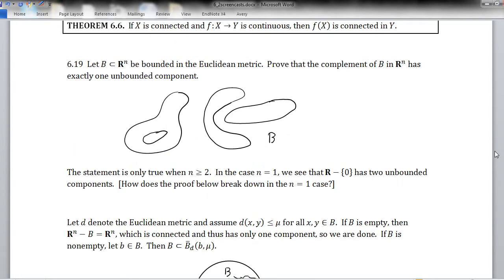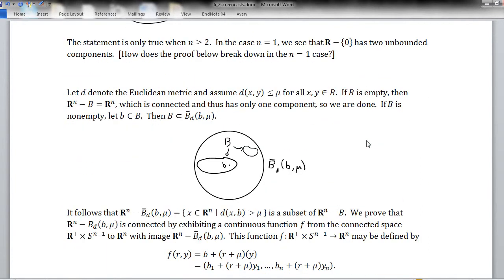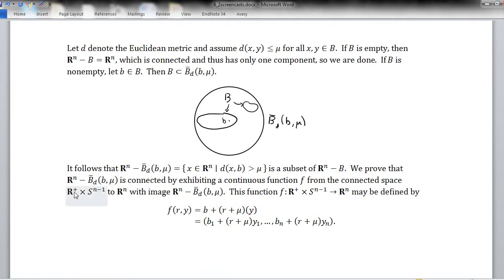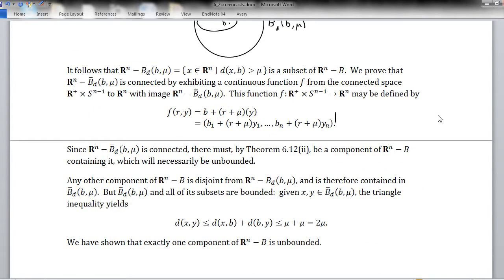And we're going to be using this theorem up here, theorem 6.6, where X is R plus, positive real numbers, cross S^(n-1), the unit sphere within Rn, and Y is Rn, and then f of X is exactly what we want, Rn minus this closed ball. So to define this function, what we're going to do is take an element of R plus cross S^(n-1).